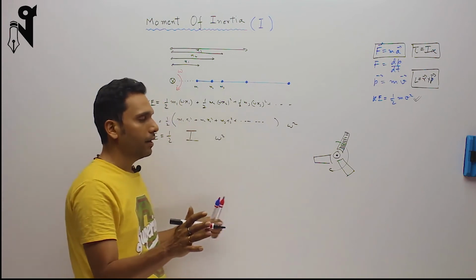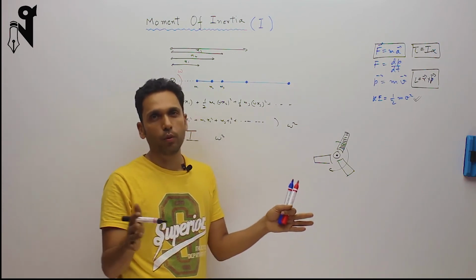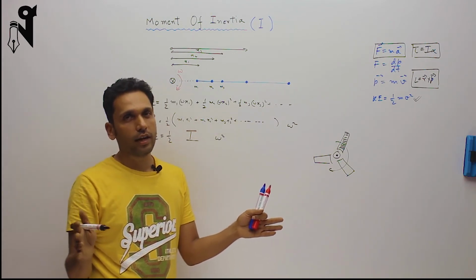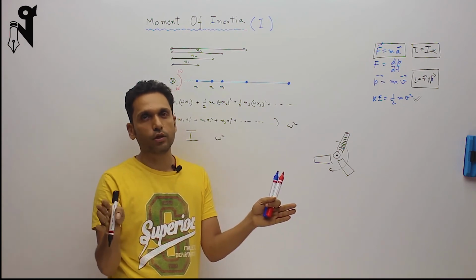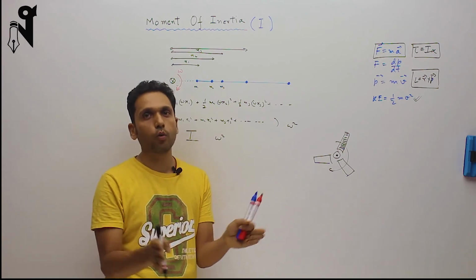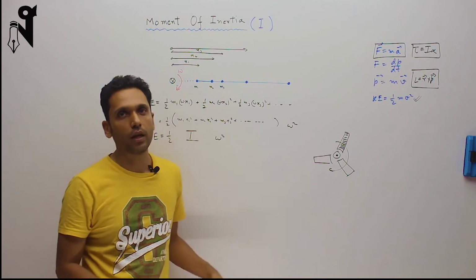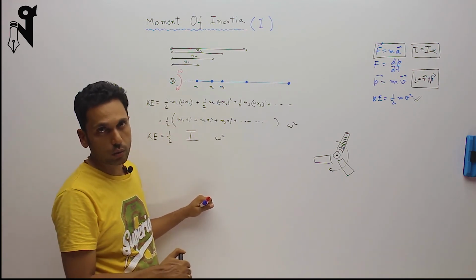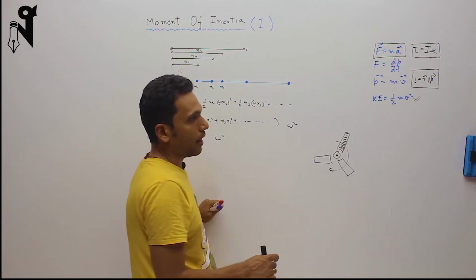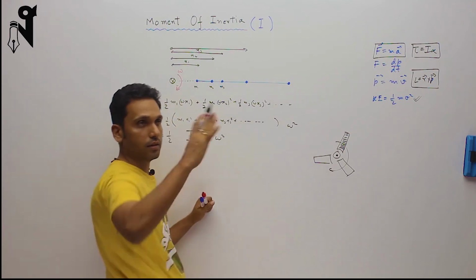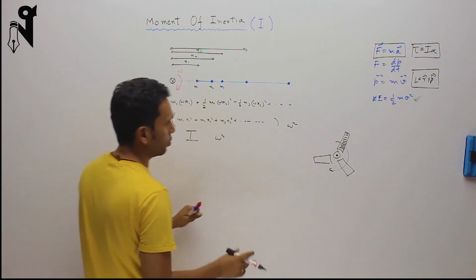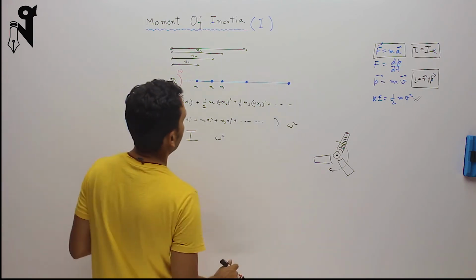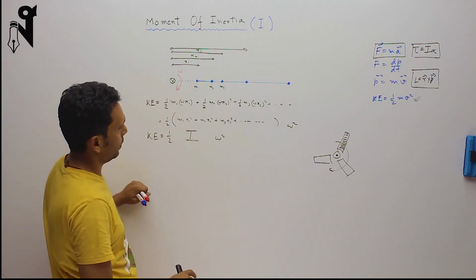So if you say that 1 by 12 ml square is the moment of inertia of a rod, then that's not a complete sentence. You'll have to say that it is of a rod about its center of mass, about a perpendicular axis, in fact, going through its center of mass. And you have to define the axis. If the axis is inclined, again the moment of inertia is wrong. So you have to have a defined axis, and then only you can get the moment of inertia.